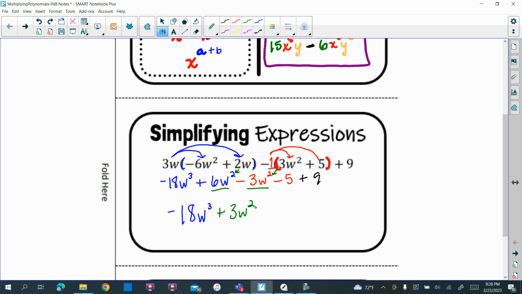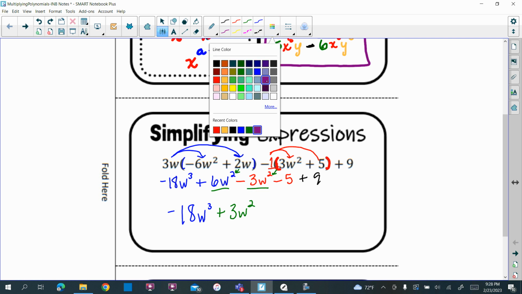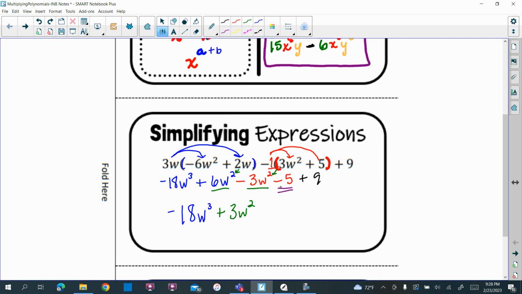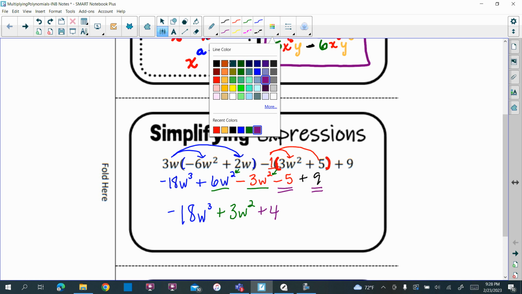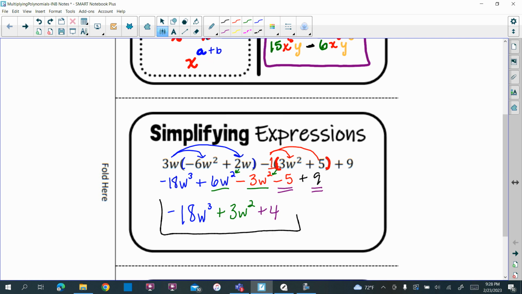And then we have our constants, which is this negative 5. I'm going to just double underline that negative 5 plus 9. It's going to leave me with plus 4. And then this would be our simplified expression. This is a cubic trinomial, okay? Because the exponent of 3 is the highest. That's why we have a cubic, and we have 3 terms.